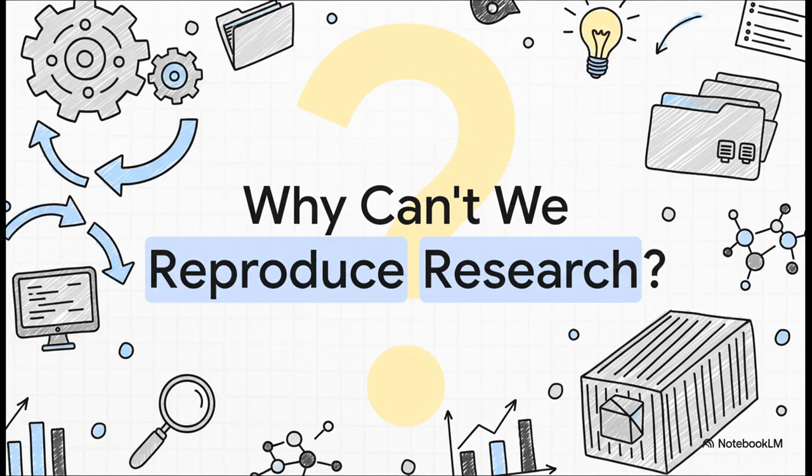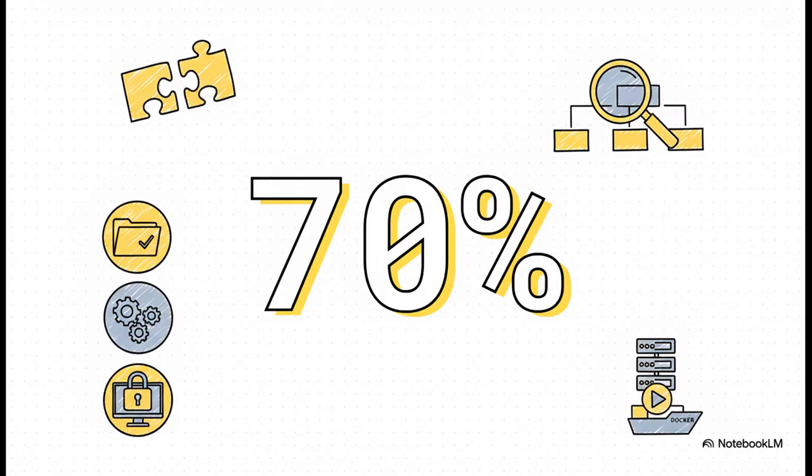of transparency. And to really get a sense of the scale here, just look at this number. A survey in the journal Nature, a pretty big deal, found that a whopping 70% of researchers have tried and failed to reproduce another scientist's experiment. 70%! That's not just a small glitch in the system, it's a systemic problem that we absolutely have to fix.